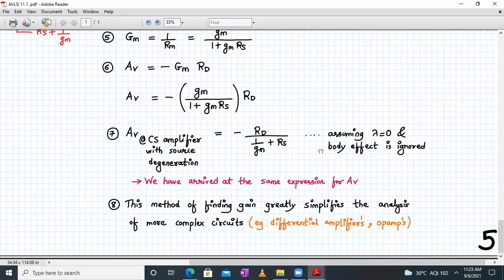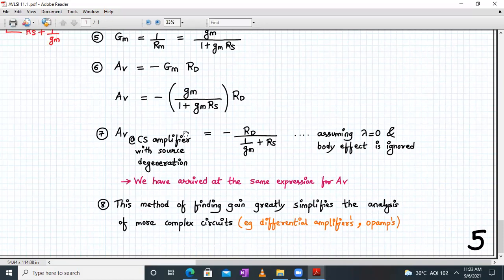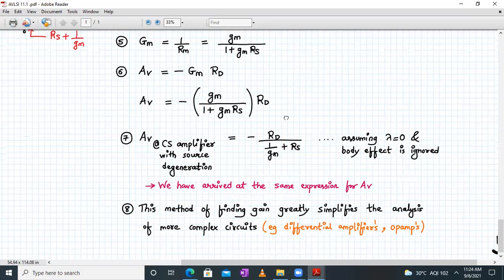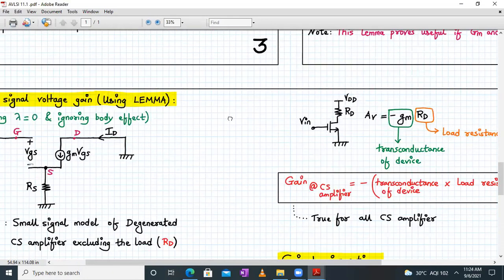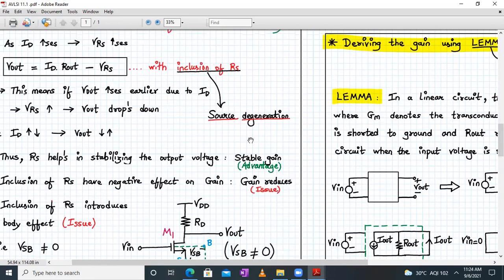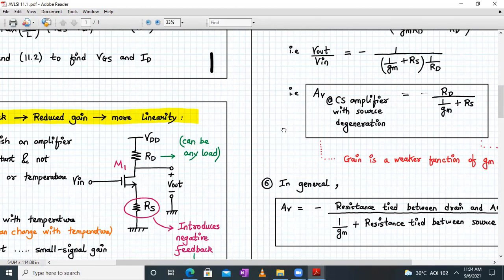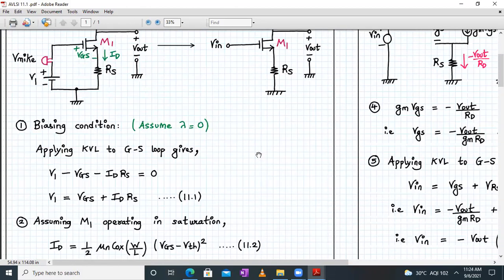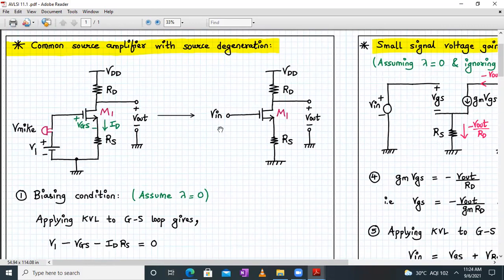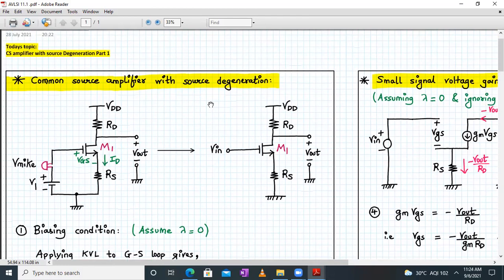This lemma will be very useful when we derive the same expression for the voltage gain without ignoring the body effect. We have come to the end of this session. So far we have learned how to use the lemma, seen the effect of negative feedback, derived the small signal voltage gain in general form, and touched on the biasing condition for the common source amplifier with source degeneration. Next time we will continue with this topic and derive the voltage gain formula with body effect. Until then, have a good day and thank you.